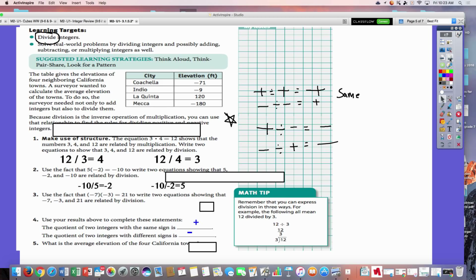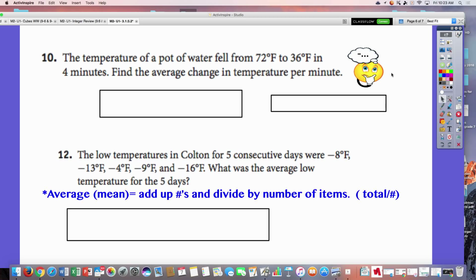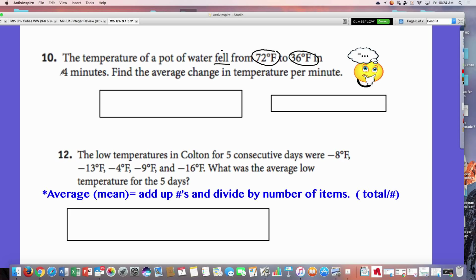Let's do some story problems. All right, I got my thinking guy over there. The temperature of a pot of water fell. That might be important. It fell from 72 to 36 degrees in 4 minutes. Find the average. Average is where you add them up and divide by the numbers, right? Average temperature per minute. They want to know the average temperature per minute. Are we already in minutes? Yep. Fell probably means it's going to be negative.